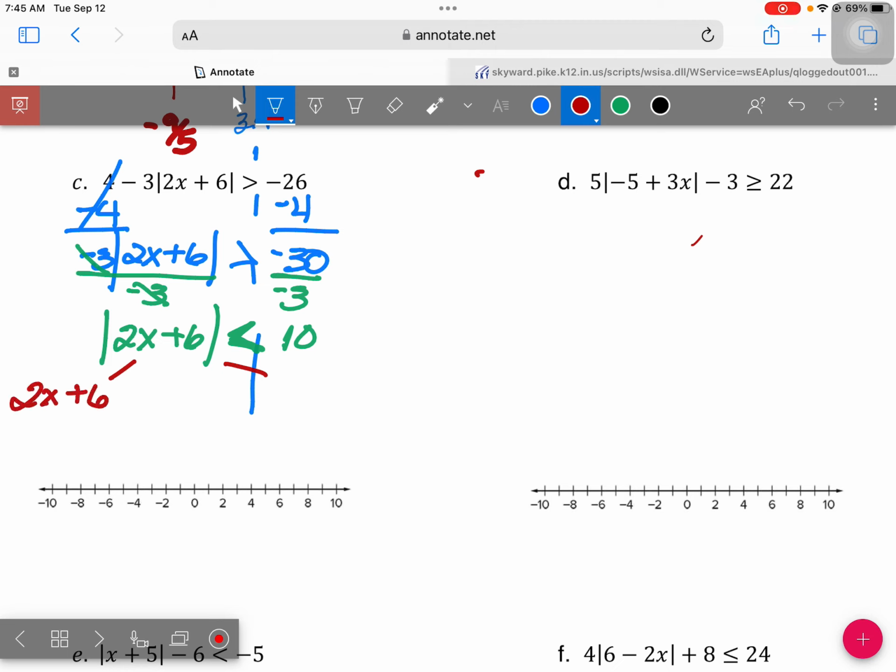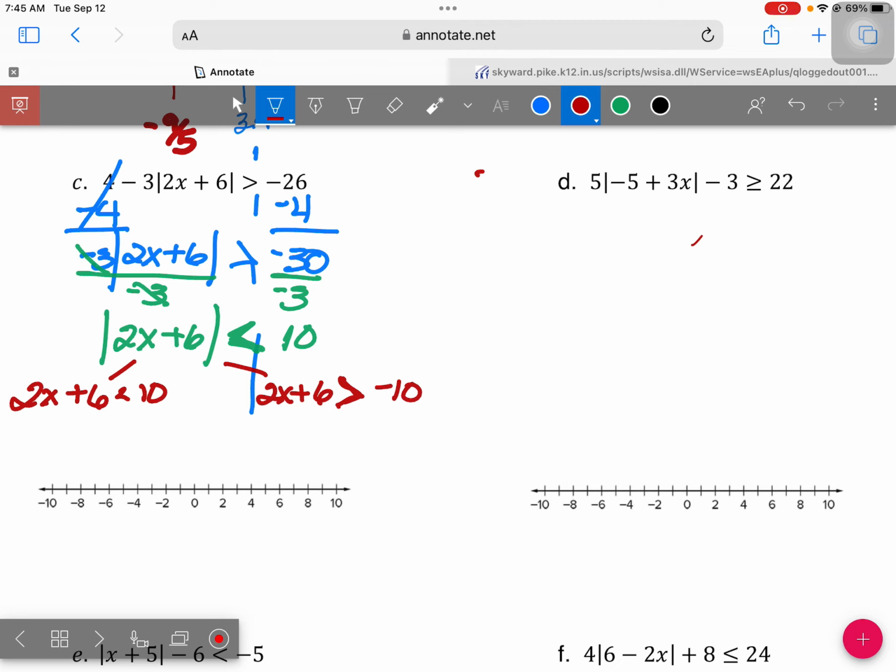Does everybody see how I had to flip it again? Nobody's answering. Okay, so let's solve for x. Let's subtract 6, subtract 6. 2x is less than 4. Divide by 2, divide by 2. X is less than 2.